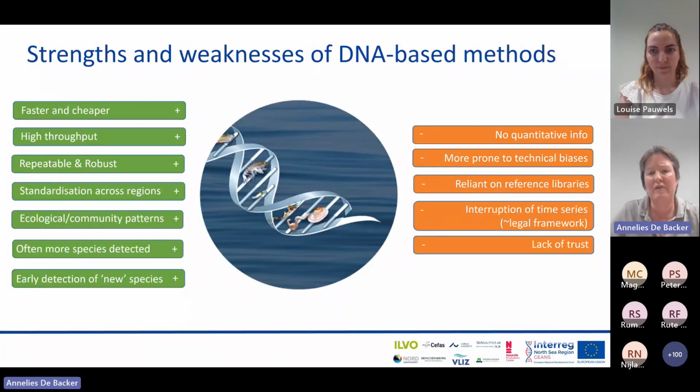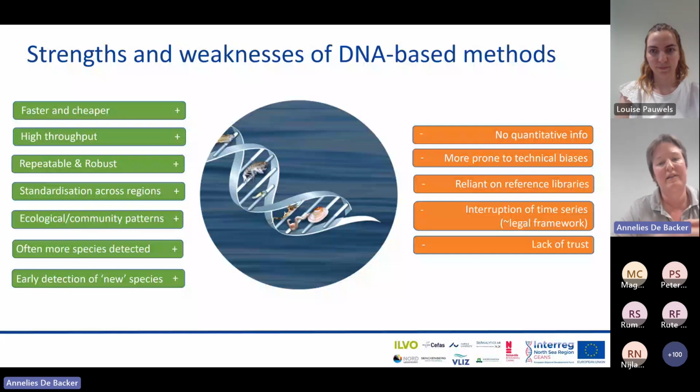methods. On the downside then, as shown by Sophie, no quantitative information is provided. They can also be more prone to technical biases. For instance, for certain species, it's more difficult to amplify them. The species lists that we are generating are highly reliant on reference libraries. So this means that the species list is as good as the reference library that you are using.